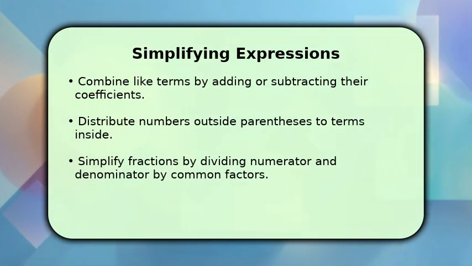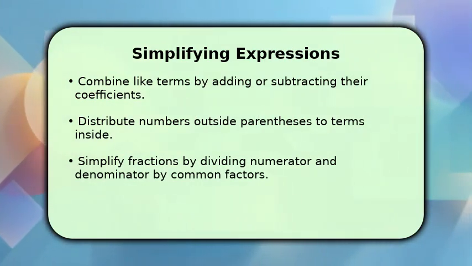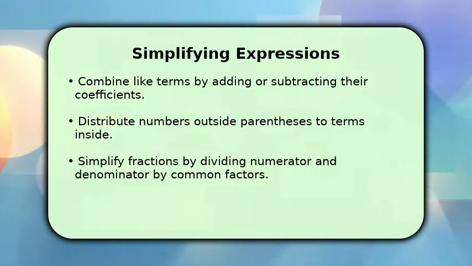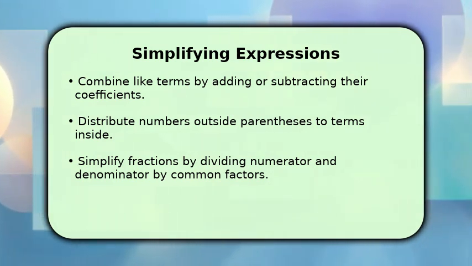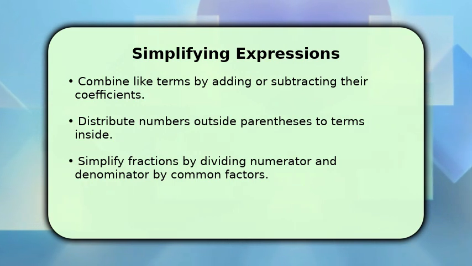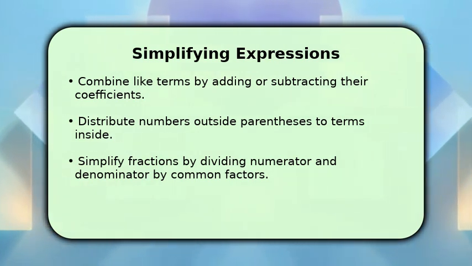Now, let's simplify expressions. A key step is combining like terms. For example, 3x plus 2x equals 5x. Also, use the distributive property to multiply a number by each term inside parentheses, like 2 times the quantity x plus 3 becomes 2x plus 6. Always aim to reduce the expression to its most concise and understandable form.